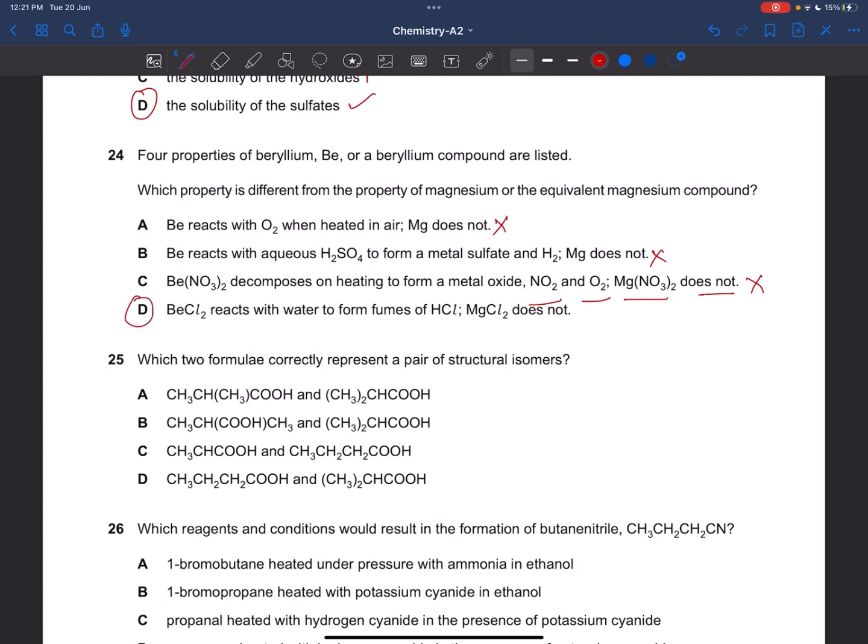This is absolutely right because beryllium is basically like a non-metal, because of its smaller size. It has a small ionic radius, and it forms covalent bonds. However, magnesium chloride does not. It does not have such a small size, so it does not form covalent bonds. So yeah, D is the correct answer.